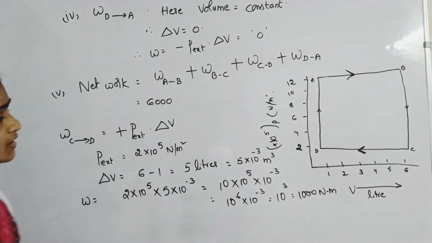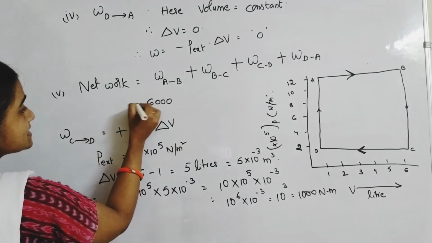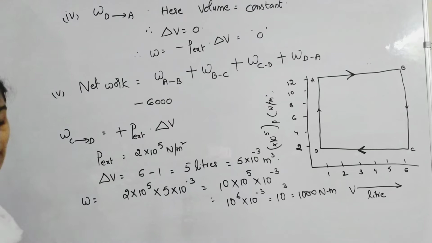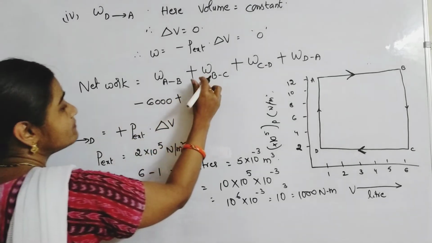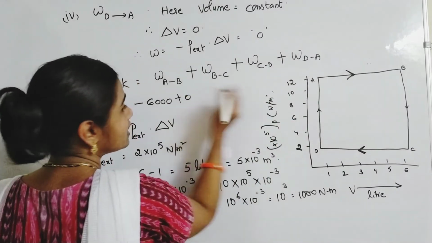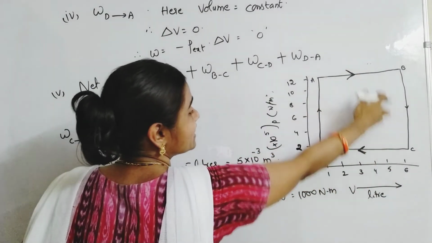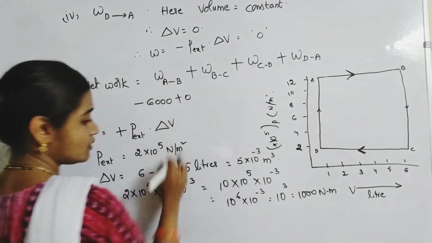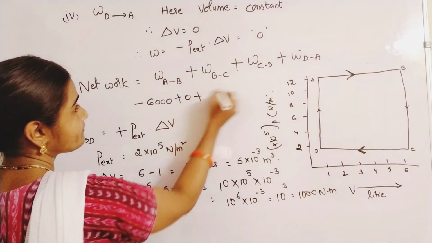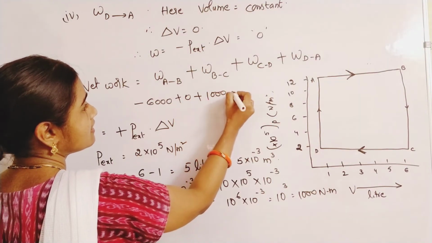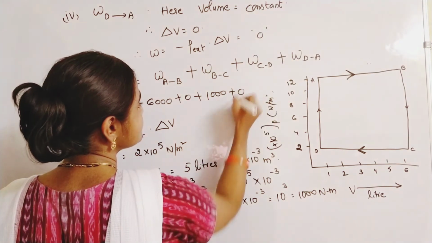Okay, work of A to B, how much we got? Minus 6000, isn't it? We got minus 6000 joules. Plus B to C, it is 0 because delta V is 0. And from C to D, how much we got? 1000 we got. C to D 1000. Plus D to A, again 0.